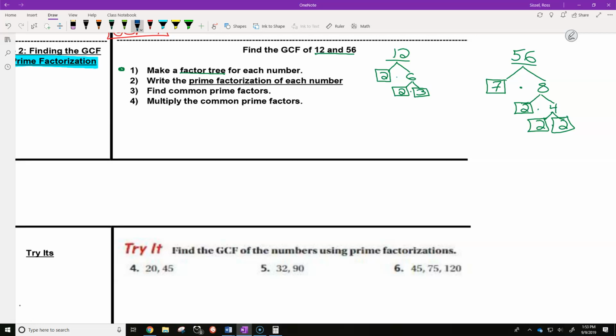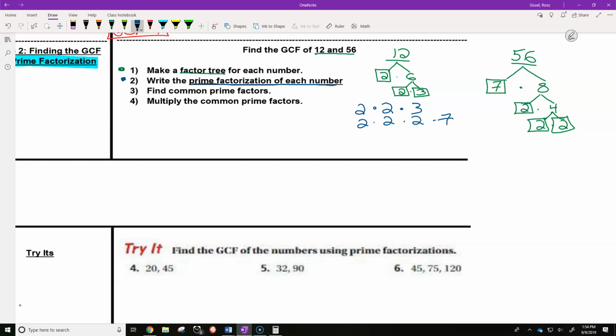Step 2. Write the prime factorization of each number. So mainly I'm going to take the prime numbers and write them as multiplication. 2 times 2 times 3. That is 12. For 56, I'm going to just go underneath it. They don't have to be lined up. It's just easier if you do. 2 times 2 times 2 times 7. And once again, they don't even have to be in number order, but it's a lot easier if it is. That was step 2. Is that one hard?